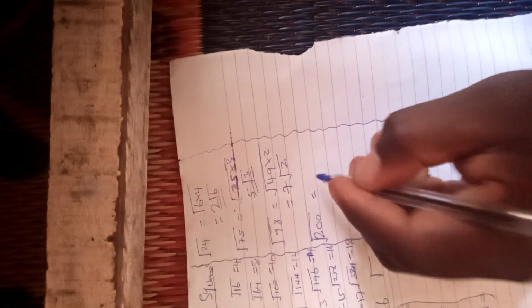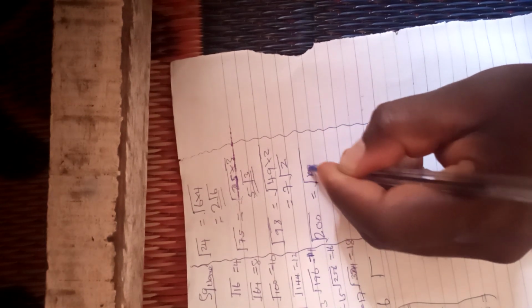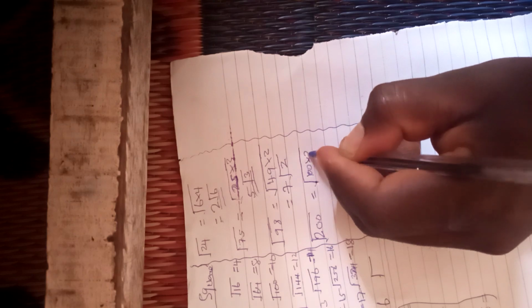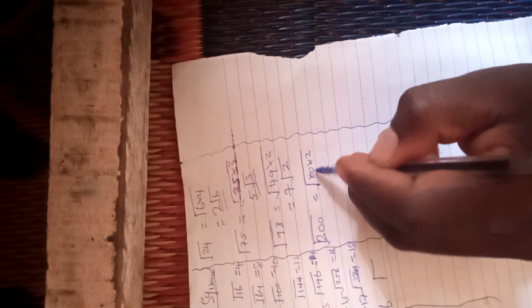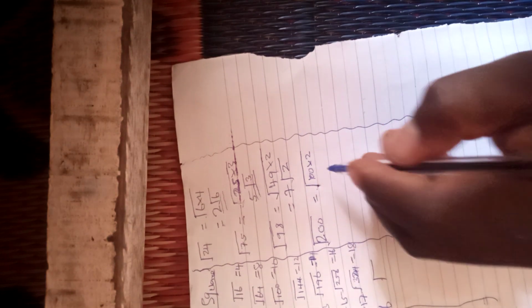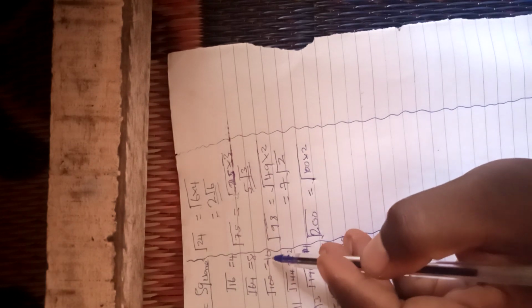Okay, let's try another one again. Let's try 200. This 200 will be equal to, you have to expand it again, 100 times 2. So this 100 will be a perfect square. If you come to the perfect squares here, you see 100 here. So you know that the square root of 100 will be 10.